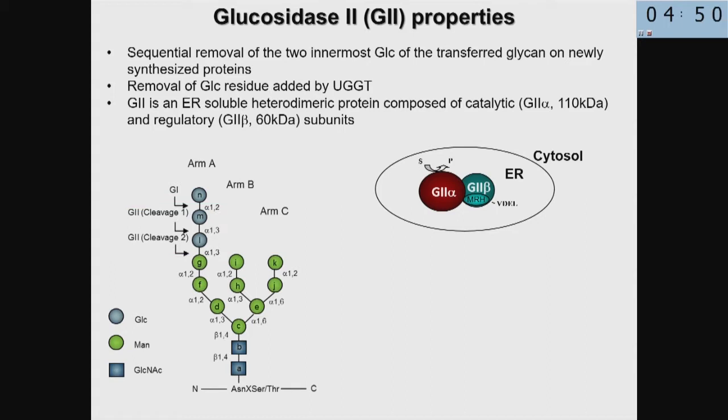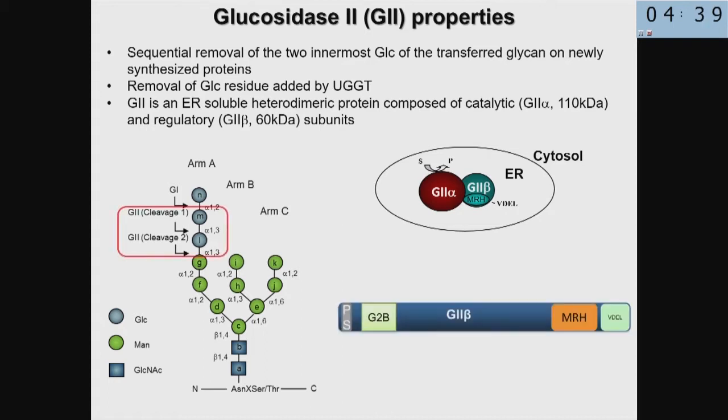It's a heterodimer, in which the alpha subunit has the catalytic activity, and the beta subunit has the retention sequence at the C-terminus. But the most important thing about the beta subunit is that at the C-terminus, here in yellow, it has what's called the MRH domain. That stands for mannose receptor homology domain.